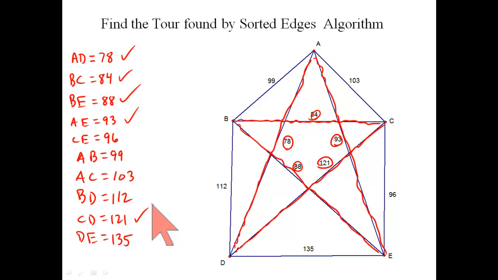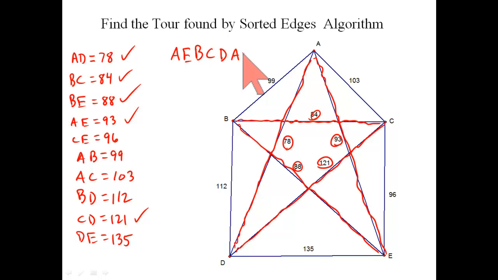We've found a circuit. It goes from, say, A to E to B to C to D and back to A. Notice that this is a different circuit than the nearest neighbor from vertex A found just in the previous slide. So here is the circuit that sorted edges found. Again, it may or may not be the best one. Probably isn't. Might be a good one.